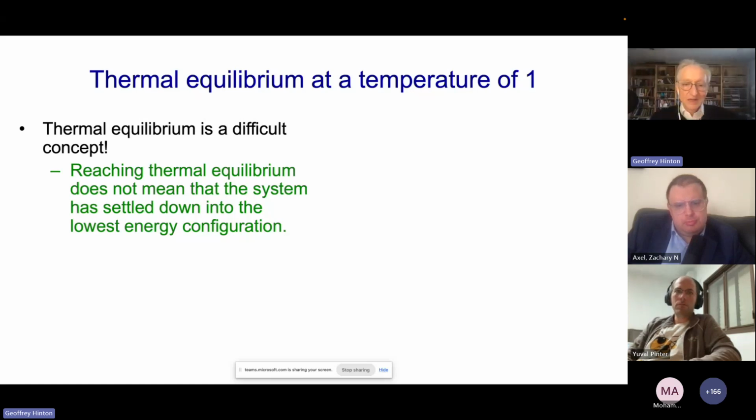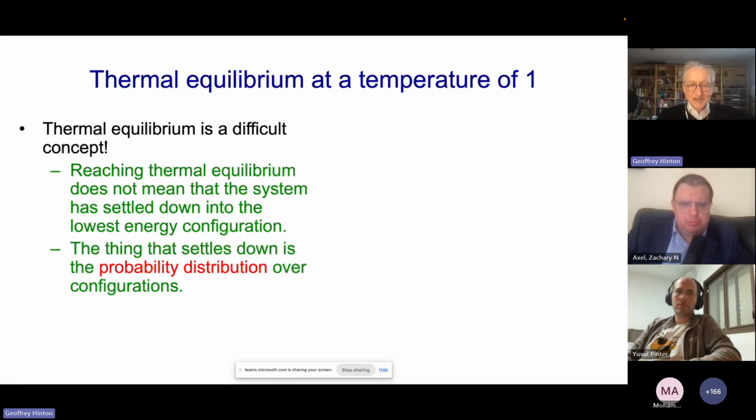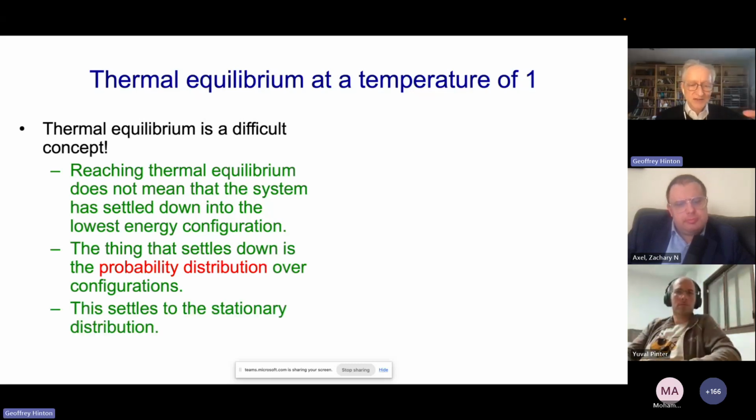Any one system at thermal equilibrium is flipping between states. But the probability distribution of finding it in a particular state has settled down. That's a hard thing to think about. Statisticians call that the stationary distribution, and physicists call it thermal equilibrium.